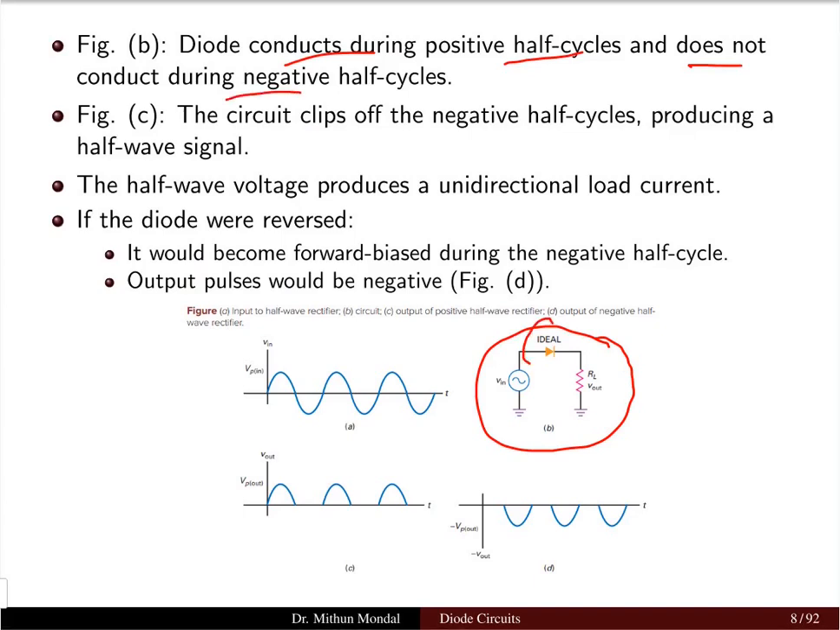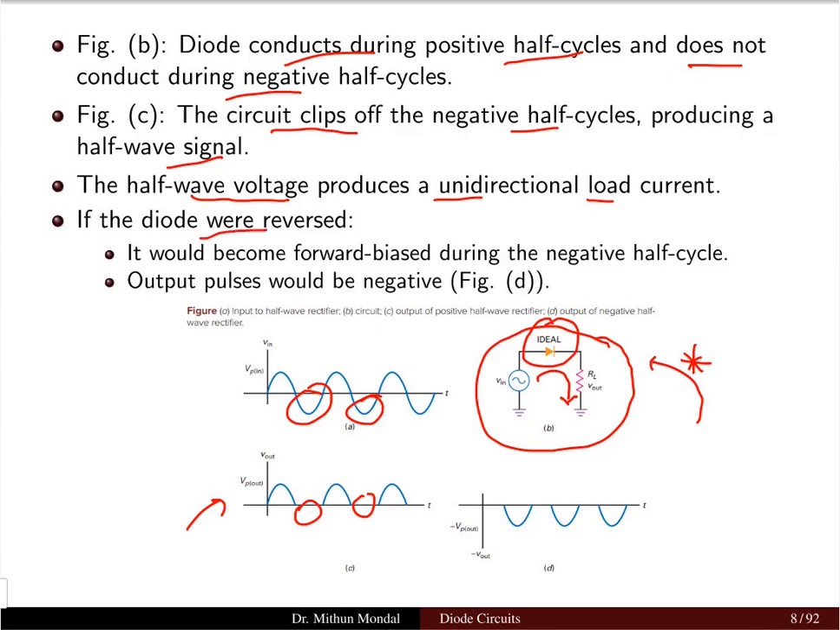So the diode will conduct only in the positive half cycle. And figure C indicates that the circuit clips off the negative half cycle. You are not getting any negative half cycle portion in the output voltage, producing a half wave signal. The half wave voltage produces unidirectional load current. So whatever current is flowing is unidirectional. The current cannot flow in the reverse path because the diode only conducts in one direction.